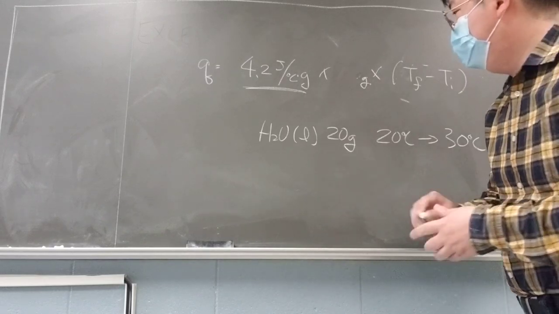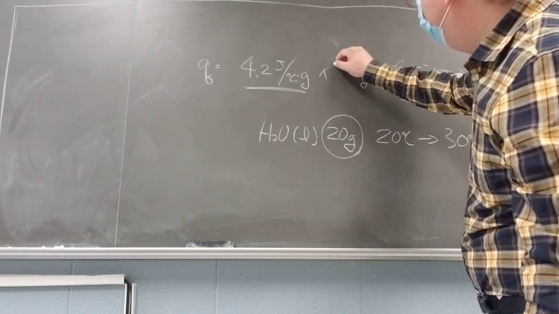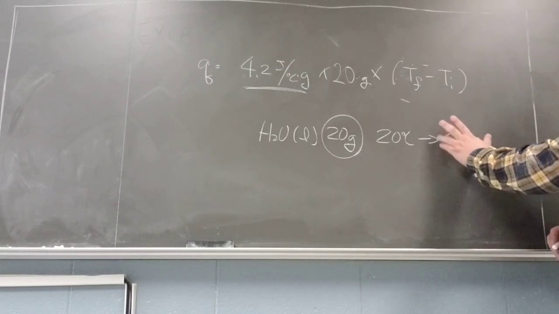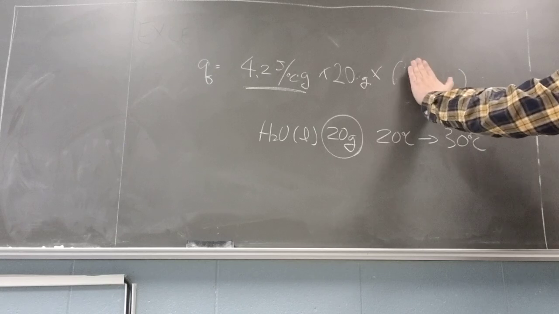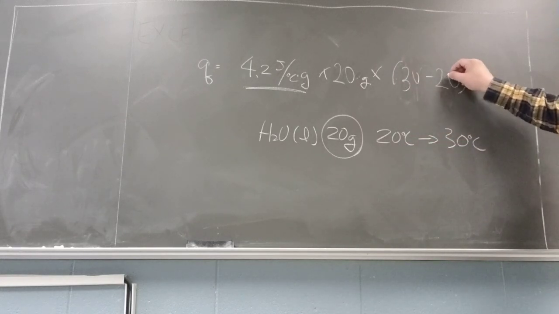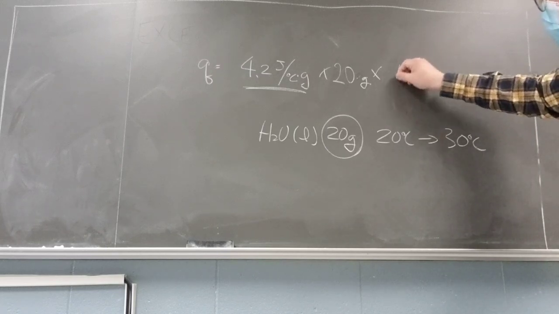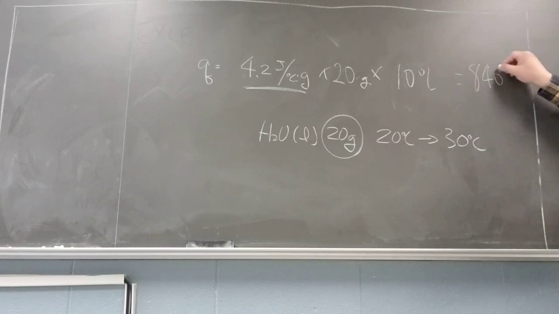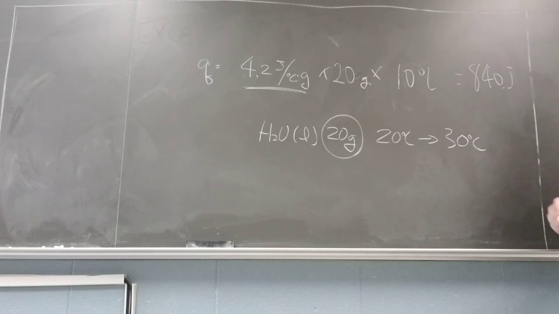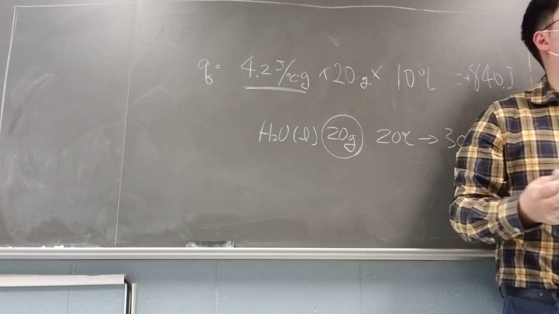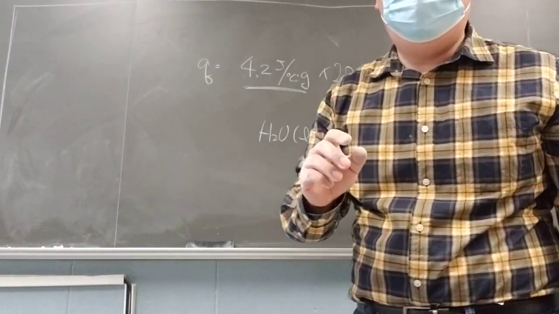Okay, so this is 20 grams, so I'm going to plug 20 grams in here. We're assuming this is our final temperature, so I'm going to switch this to 30, and our initial temperature is 20. So this is the same as 10. Okay, so the answer will be, am I right? Yeah, okay. So you need this amount of energy to make this happen, following this equation. Okay, I'll just stop here today.